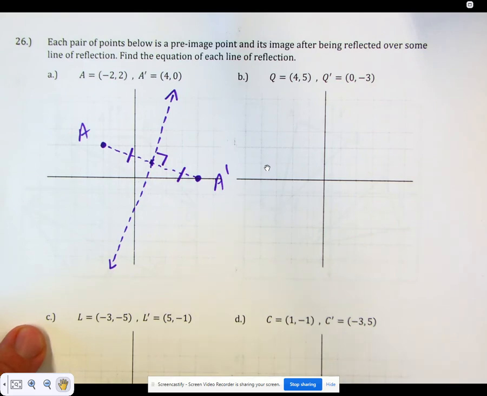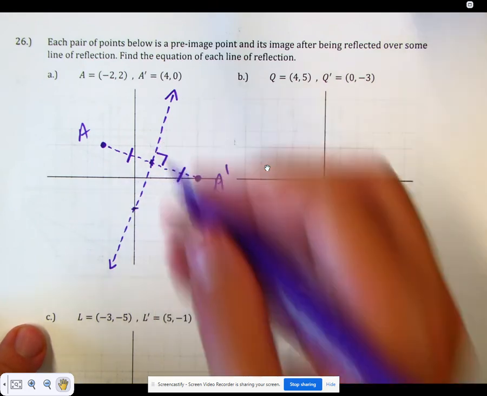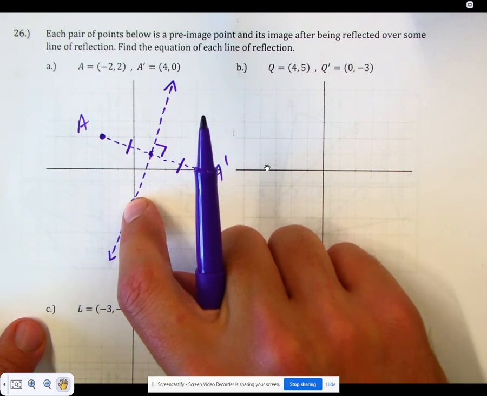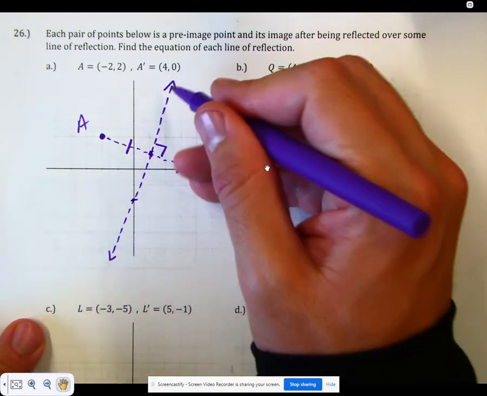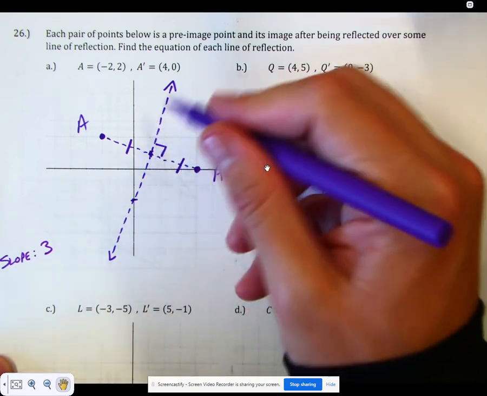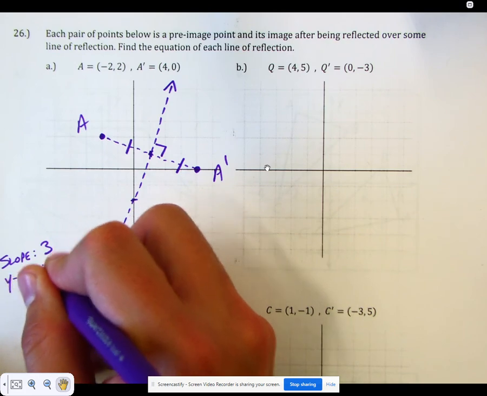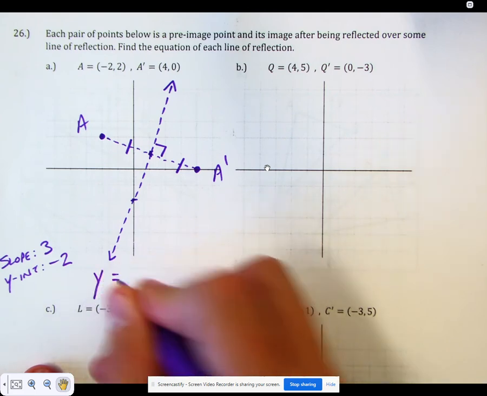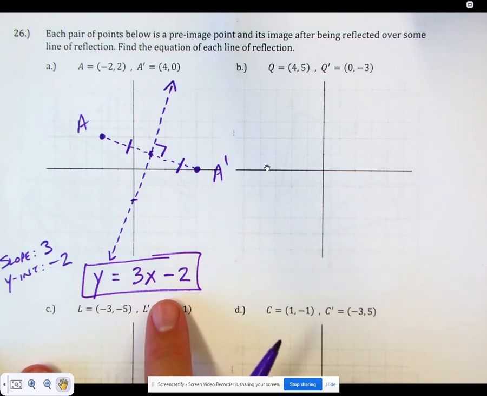Now I tried to be very careful drawing this line, because a lot of the time the line's just going to end up crossing the y-axis at a nice known point. So for example, on this one, I don't have to use point slope form, because I can see the slope is positive 3, up 3 over 1, and then the y-intercept is -2. And so my equation would be y equals 3x minus 2. That's using the old y equals mx plus b idea.